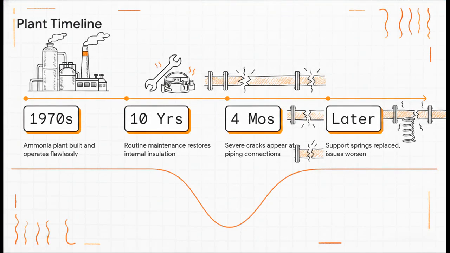Back in the 1970s, an ammonia and fertilizer plant was built, and for a full decade it operated flawlessly, no issues. Then routine maintenance was performed to restore some insulation. Suddenly, the piping connections started cracking severely, like clockwork, every 4 months. They brought in international experts, ran complex computer models, and even replaced the support springs, which somehow made the cracking even worse. The system was theoretically perfectly safe, yet it just kept tearing itself apart.